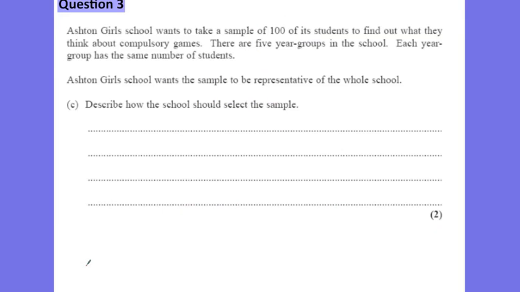In question 3, Ashton Girls' School wants to take a sample of 100 of its students to find out what they think about compulsory games. We saw this question in the notes. However, the question is slightly different here. We're told that there are 5 year groups in its school. Each year group has the same number of students. The school wants the sample to be representative. So we need to think about which sampling technique is representative of the whole school. Describe how the school should select the sample. So here, if it's representative of the whole school, we have 5 year groups and each year group has the same number of students. So to be representative, the school must choose the same number from each year group.